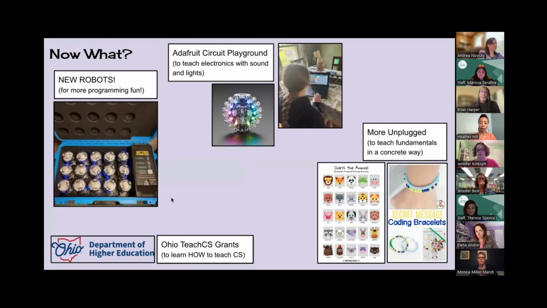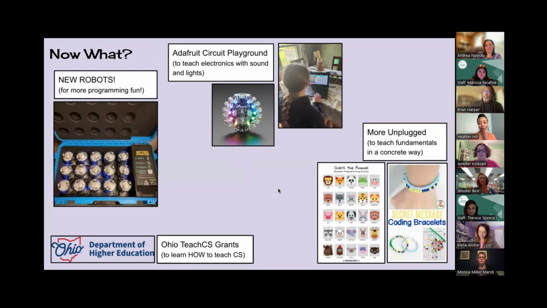We just received our new robots. We're going to be looking at electronics next year. I'm trying to get the Adafruit Circuit Playgrounds, as well as littleBits, so kids can look at electricity and how it flows, and the different circuits they can build.